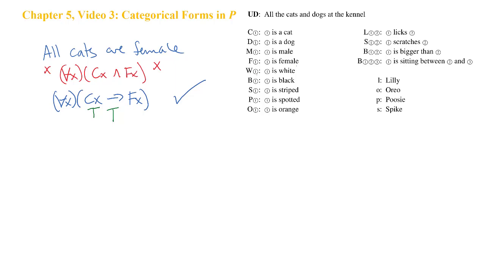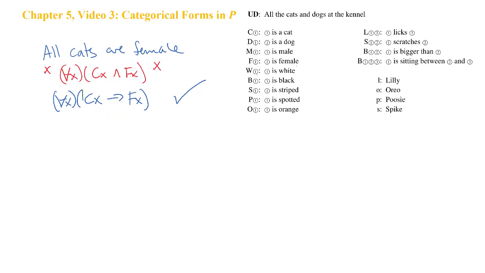What about the dogs? Well, if we pick a dog, say Oreo, out of the universe of discourse, he is going to make the antecedent false. He's not a cat, he's a dog. And then it doesn't really matter here whether he's male or female, because in either case you get a true conditional. So none of the dogs will make the universal claim false either. They'll all make it true.